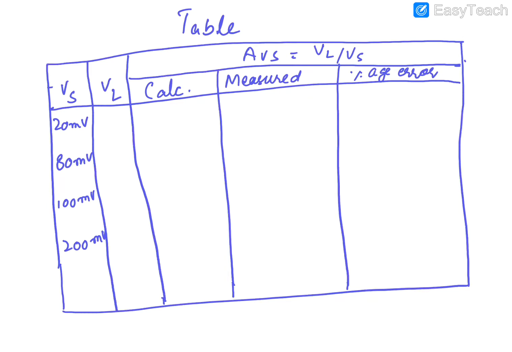Then you will compare these calculated and measured values using percentage error. So percentage error is basically equal to calculated minus measured, divided by calculated, into 100.